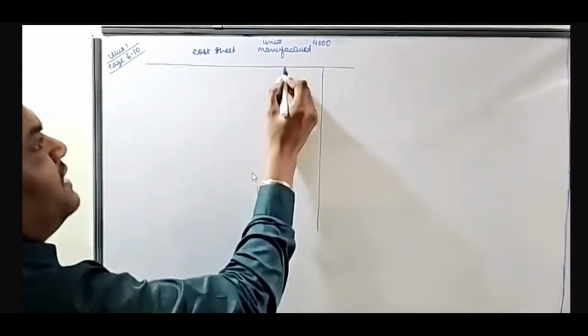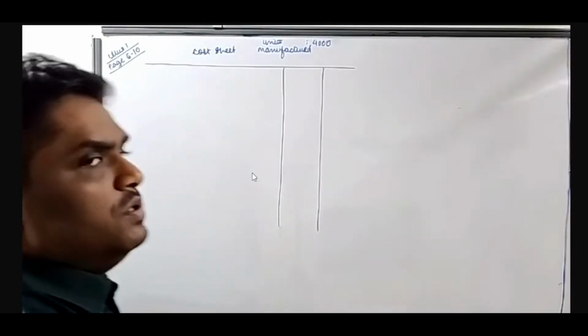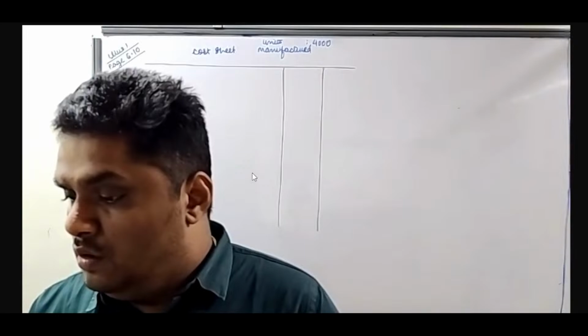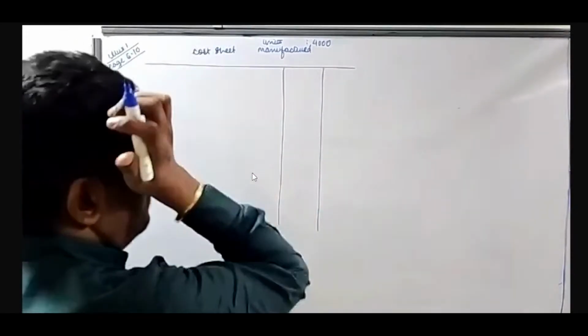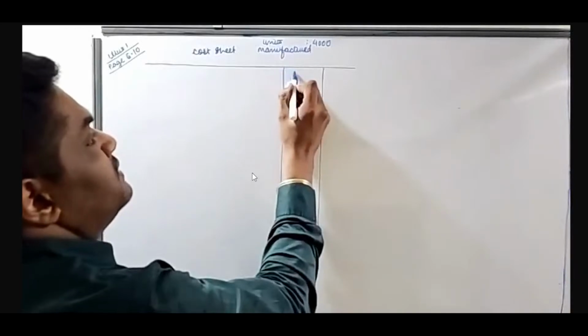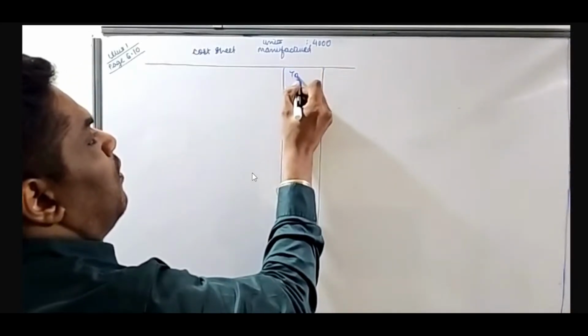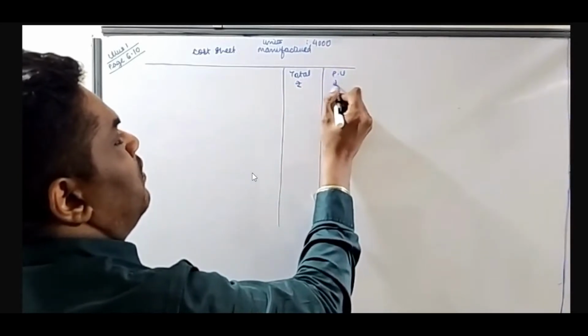Since the question is asking us to calculate the per unit cost also, so we'll be calculating the per unit cost also. So let's start. This is the total amount. And it is the per unit amount.